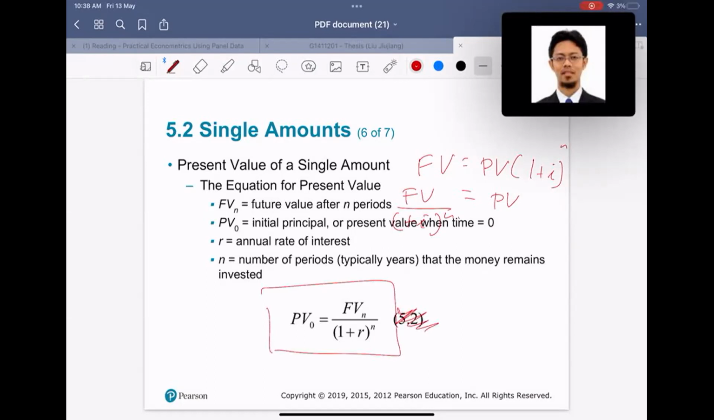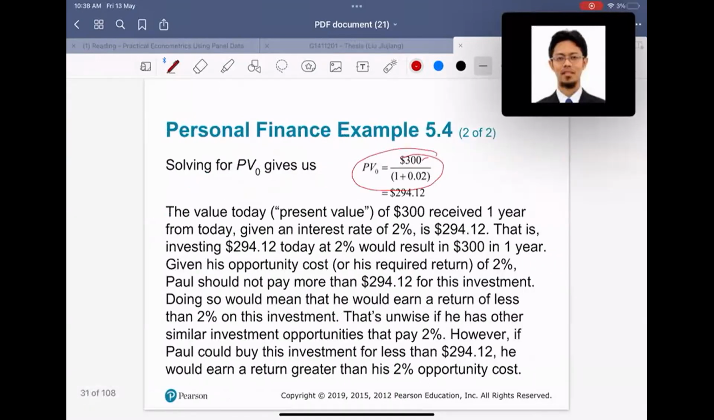So how do you calculate? Let's say future value is 300, divided by 1 plus 2%. So actually, if you have a 2% rate, your present value is about 294, which now equals 300 in the future. Your rate is 2%.